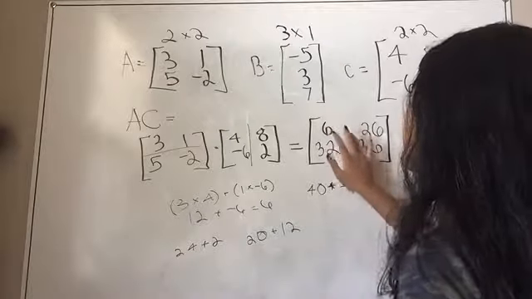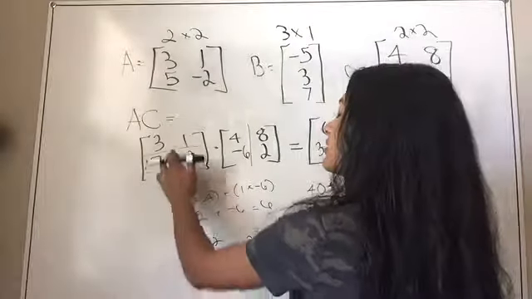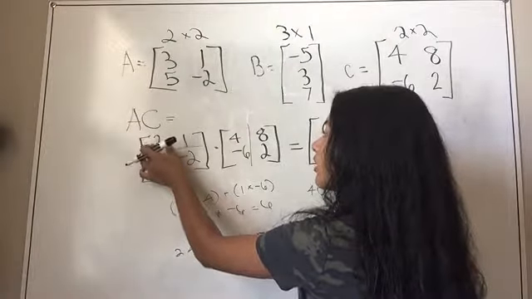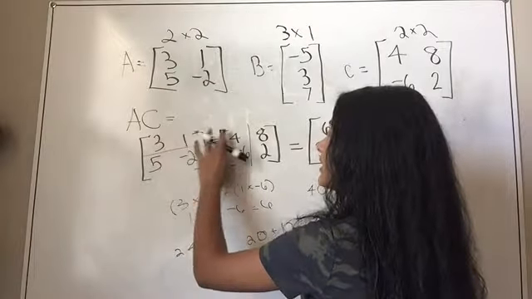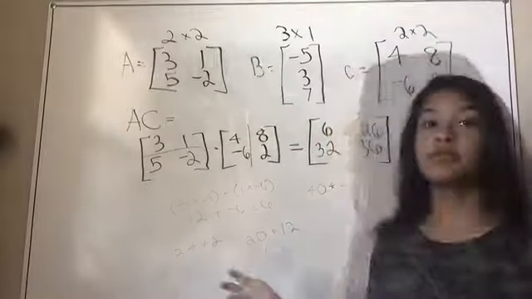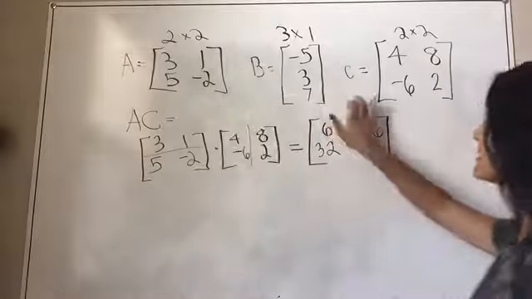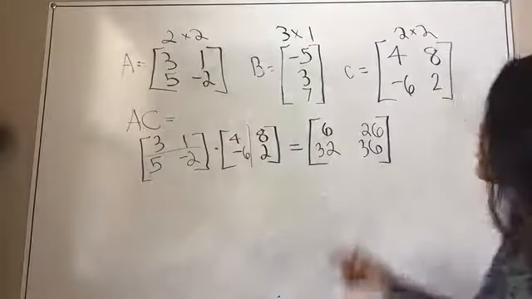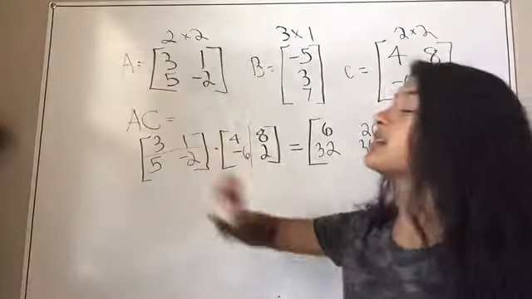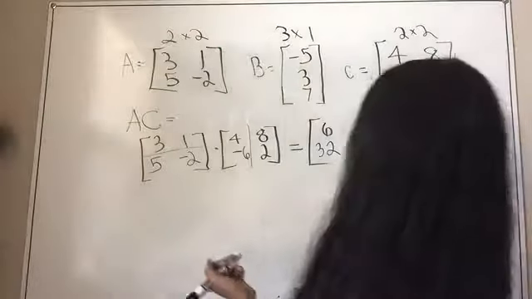All right, now that was a lot to take in, but pretty much what you're doing is for every value here, you're multiplying the row by the column, and you're adding the two products. So now you know how to multiply A times C. But if you multiply C times A, you won't get the same answer.